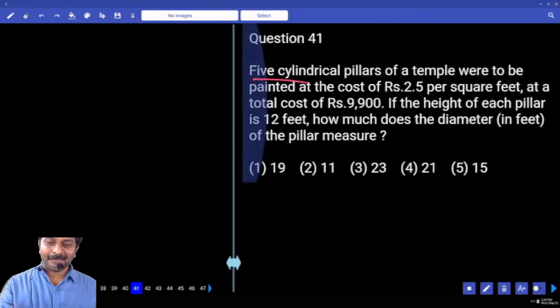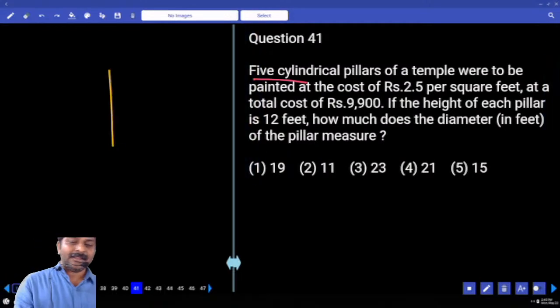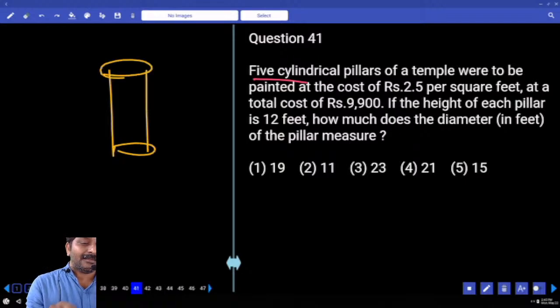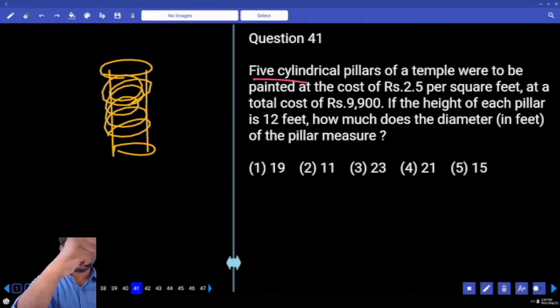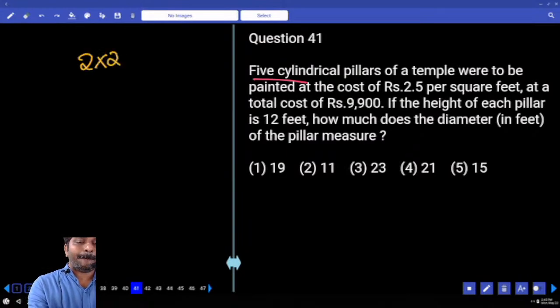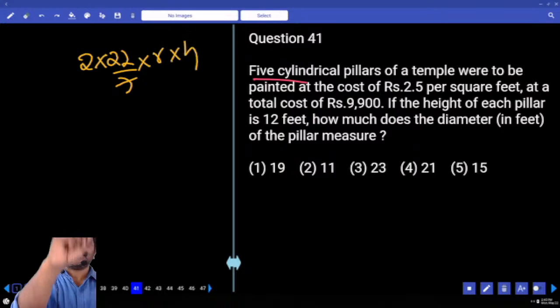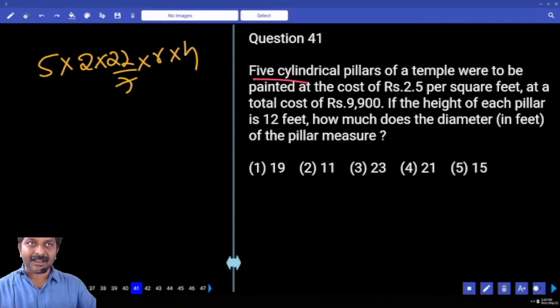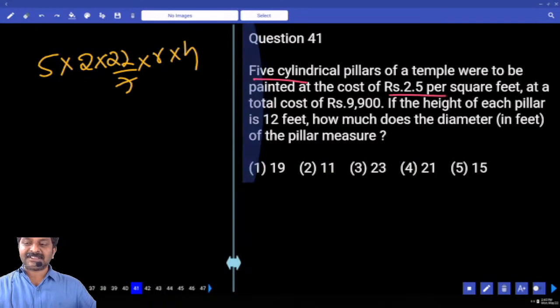Sorry. 5 pillars are there. They were to be painted, right? Painting is done for the perimeter only. That is the curved surface area only. Curved surface area of the cylinder, 2 pi r h. This is for one cylinder. Like that, how many cylinders are there? 5 cylinders. That means 5 into this much. This much is the area to be painted, correct? And what is its cost calculated?